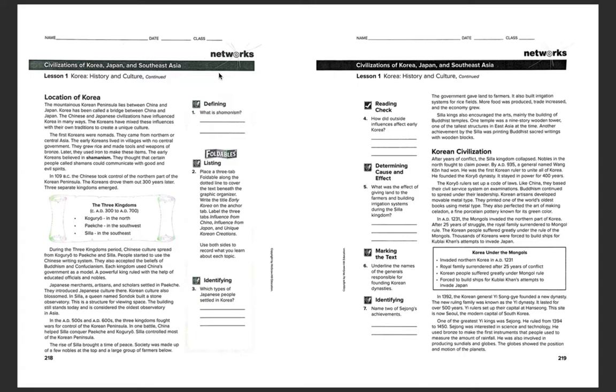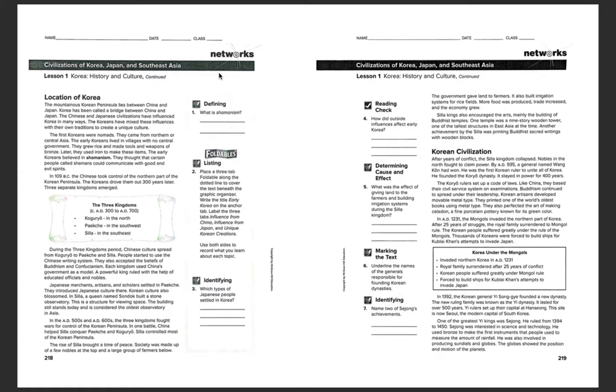In the 600s and 700s, the three kingdoms fought wars for control of the Korean peninsula. In one battle, China helped Silla conquer Paekche and Koguryo. Silla controlled most of the Korean peninsula. The rise of Silla brought a time of peace. Society was made up of a few nobles at the top and a large group of farmers below.